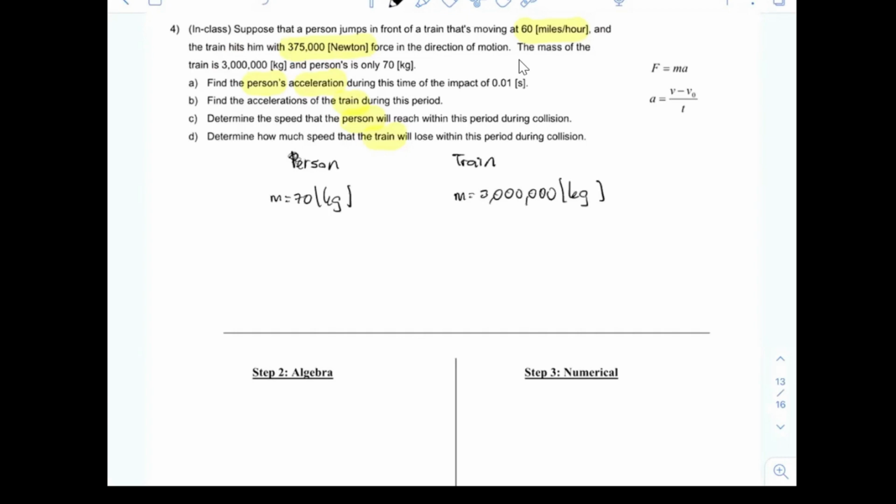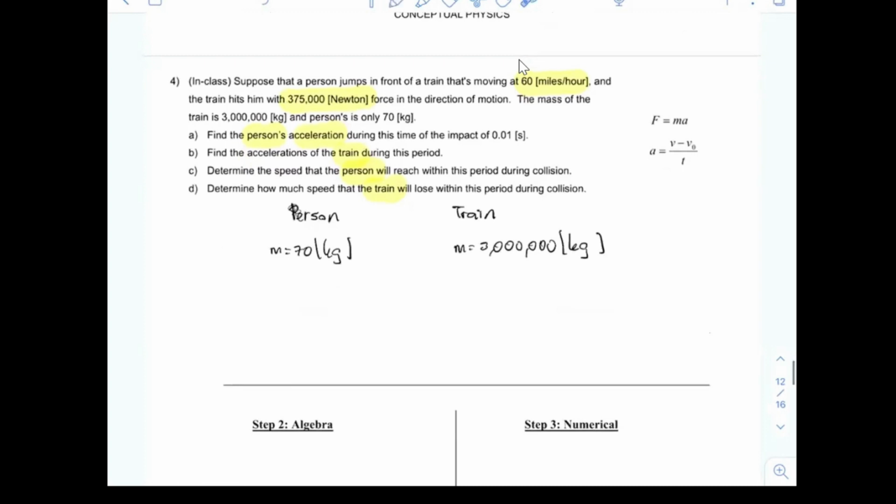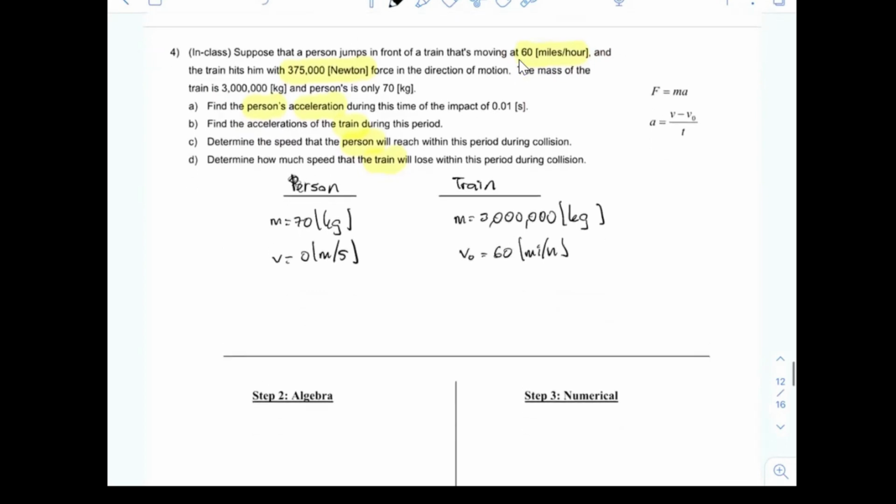What else do I know? I know that the train is moving initially at 60 miles per hour, so that's the initial speed of the train. And I also know that the person is not moving, so this is going to be 0. The train is moving, not the person. What else do we know? They will share an impact time, and this is a hundredth of a second.